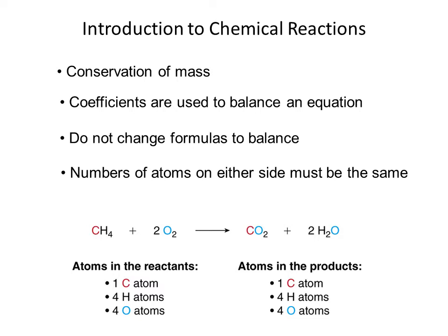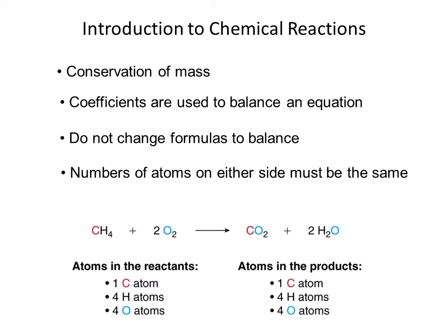So every reaction that we write must have the same number of atoms on either side. We call this conservation of mass, and we call the process of making sure that the number of atoms does not change in a reaction mass balancing. In order to mass balance, we change the coefficients in the equation. We do not change the formulas.